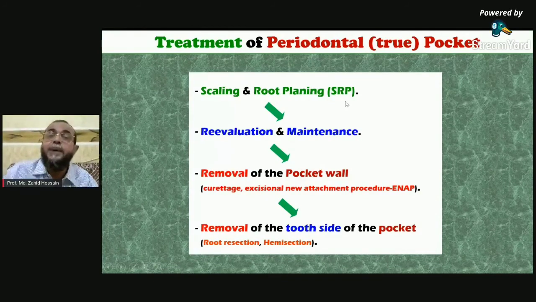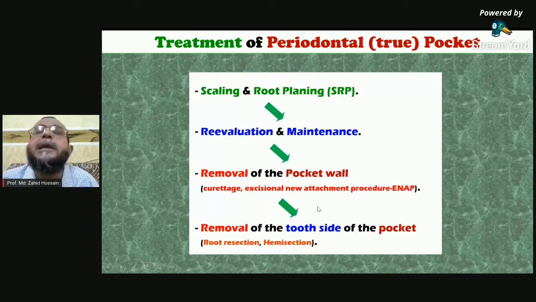SRP. For gingivitis, you have to do scaling and polishing only, and oral hygiene instruction. For periodontitis, it means a pocket is there. You have to do scaling, root planing, and polishing. Remember, this is for the periodontitis treatment plan. Re-evaluation, maintenance, and removal of the pocket wall by surgery.